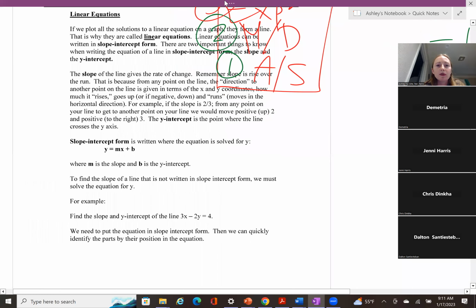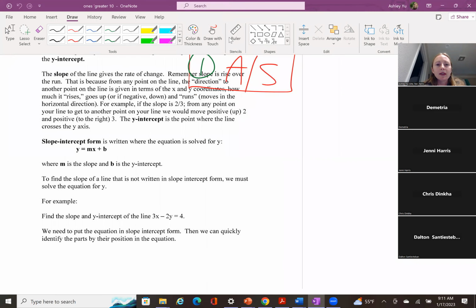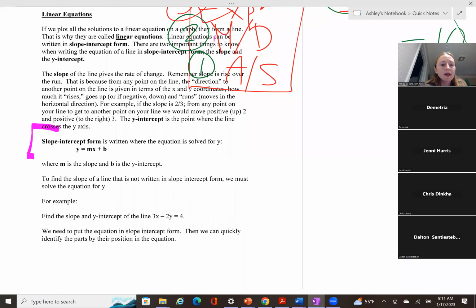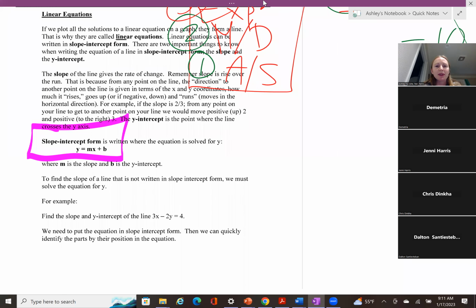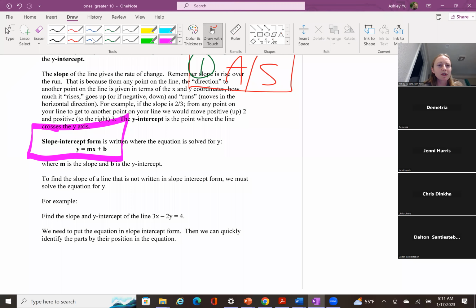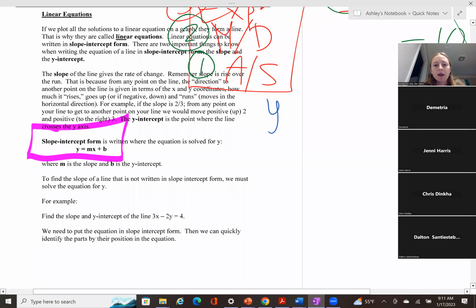Wait, oops, let me try to circle it or highlight it. Dang it, sorry. Here it is. That's what it looks like, but it just looks like a bunch of letters. An example of it might be y equals 3x plus 1 or something like that. That's what they'll look like.